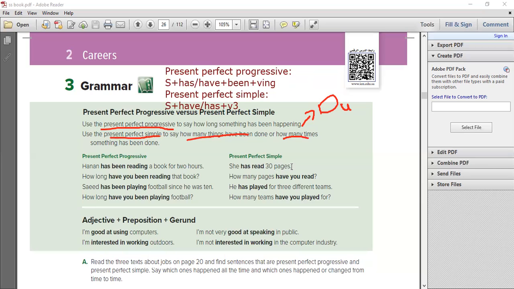Clear. Teacher, ممكن تعطي مثال حتى نثبت. Okay, I will give you an example of how it's going to be in the exam. For example, I can say, I don't know, I love cooking, so I'm going to give an example of cooking.